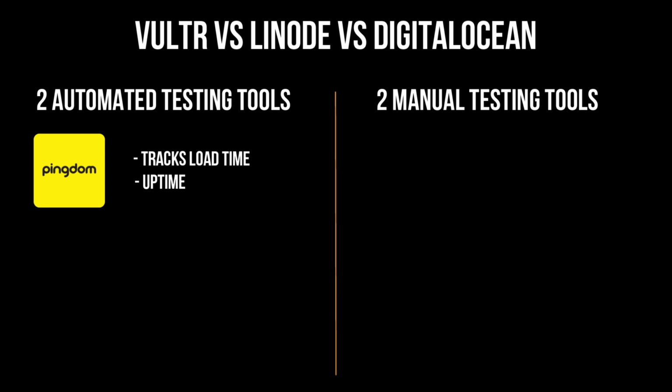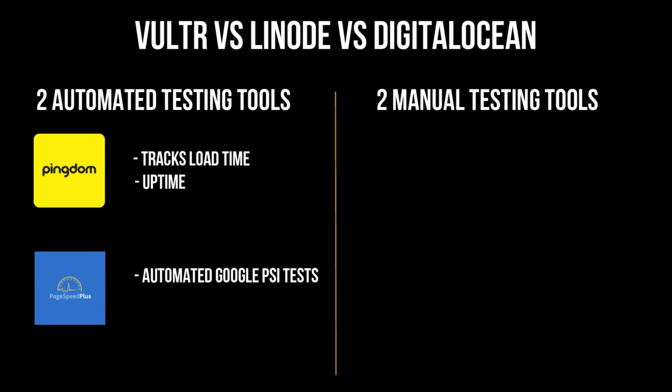The next automated testing tool will be PageSpeed Plus, where it conducts Google PageSpeed Insights tests automatically. I've set it to do a test every hour for 3 days, and it will give us a nice spreadsheet for us to analyze the results. This is the premium tool I paid for to assist me with this test, so I hope you appreciate the time and money I've invested in this video.